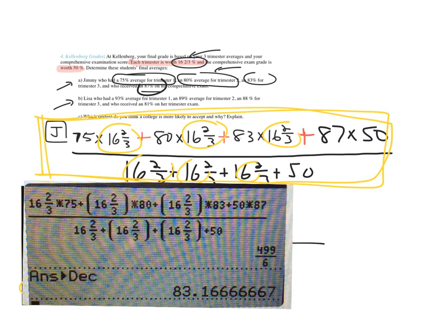Here my calculator gave me 499 over 6, and I went to math and option 2 to convert that to a decimal. So here Jimmy's average is an 83.1666, so let's make this an 83.2. So that's Jimmy's weighted average based on the data. Now we'll go about calculating Lisa's average.